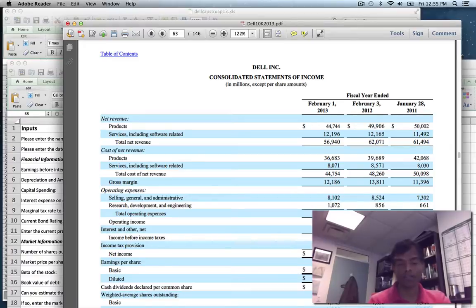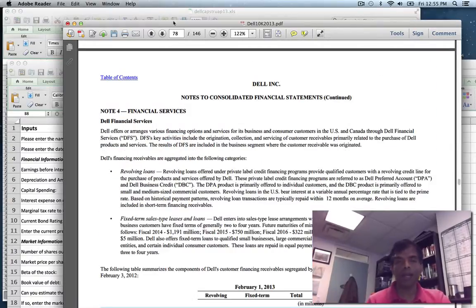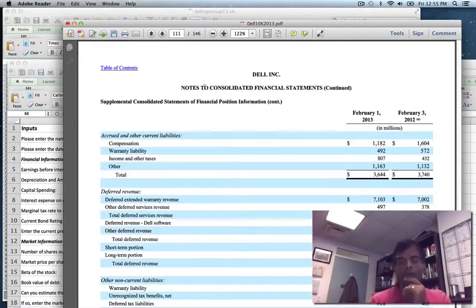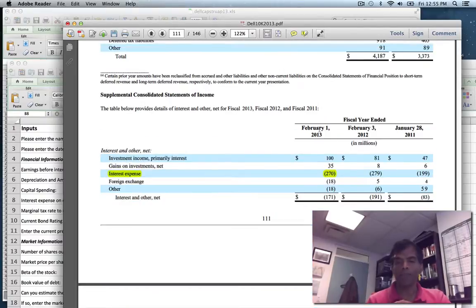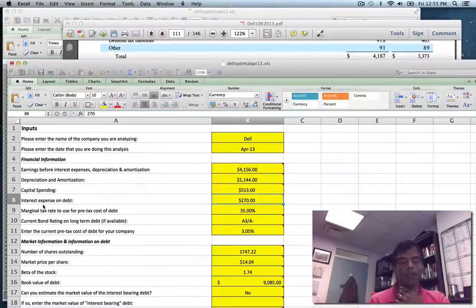That's interest expense minus interest income. I want the gross interest expense, and sometimes you might not be able to find it, but in the case of Dell, there's a footnote, and I had to go looking through the footnotes to find it. There's a footnote very late in the statement where they report the interest expense for the most recent year, 270 million. That's what I've entered.